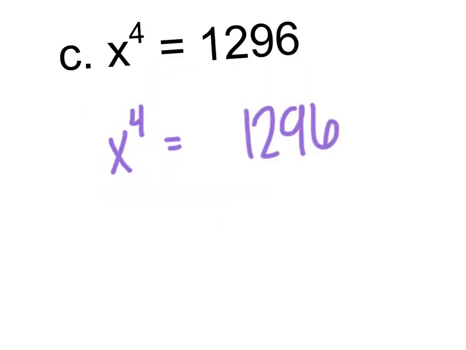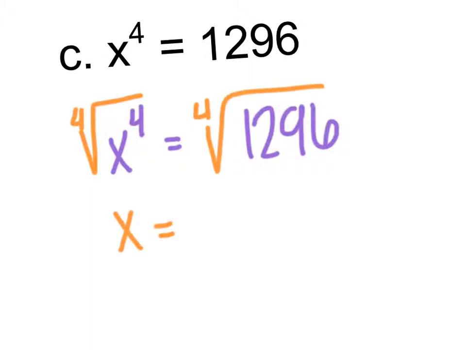So this example is pretty similar to what we've seen so far. This is x to the fourth equals 1296. And so to undo x to the fourth, we're going to take the fourth root on both sides so that we can get x equals, and the fourth root of 1296 is 6.